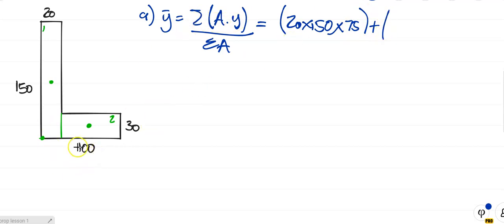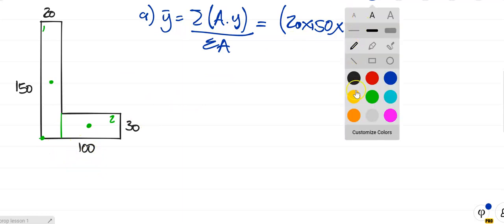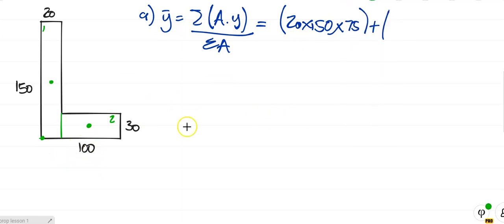Right, now be very careful. Let me just do this. I'm going to just say that over there, because if you leave the 100 there, a lot of students say that element number 2 is 100 by 30, which is not going to be correct. How far is it from there to there? It is 100 minus 20, so it is actually 80. Right, plus 80 multiplied by 30 times.